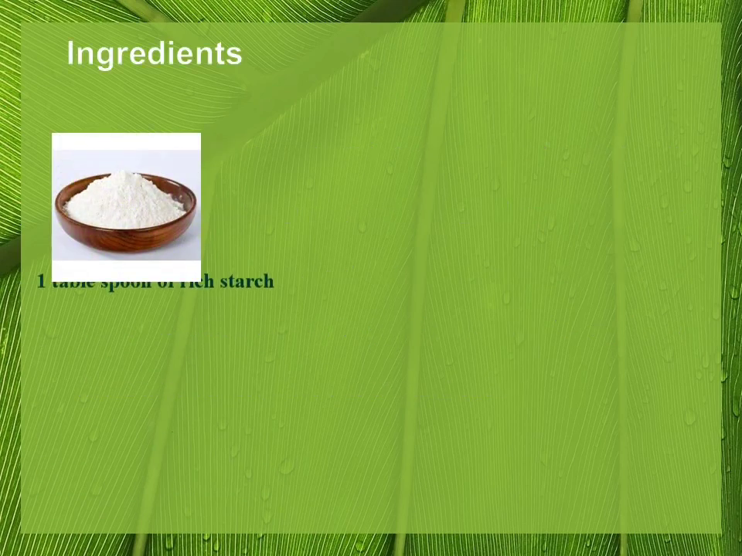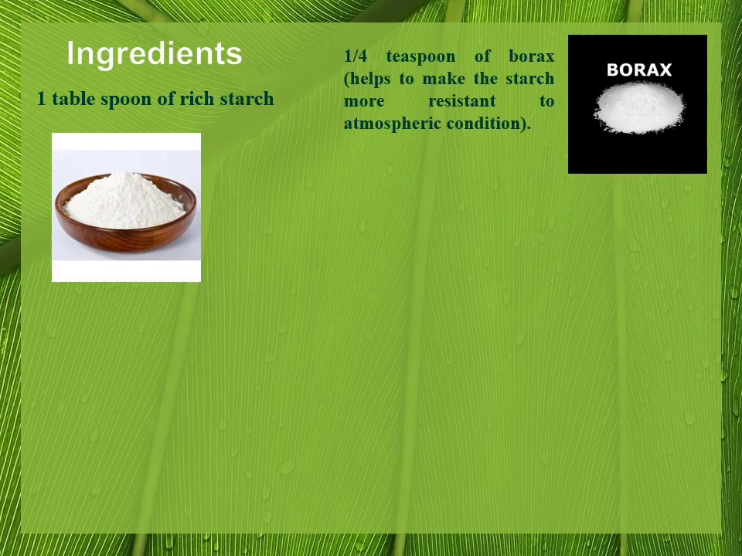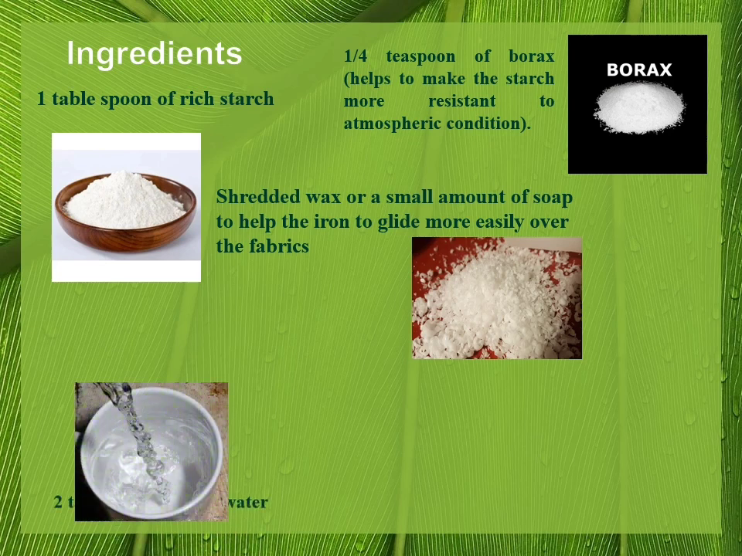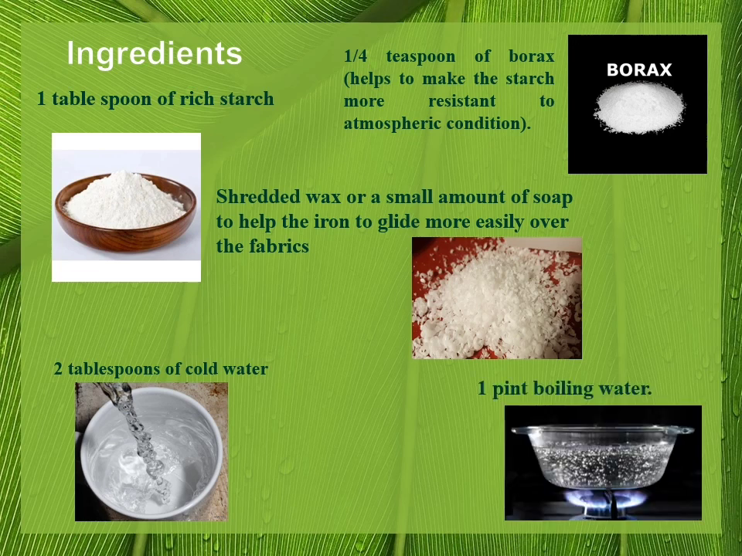Ingredients required for the boiling water starch. First, 1 tablespoon of rice starch. Quarter teaspoon of borax helps to make the starch more resistant to atmospheric conditions. Shredded wax or a small amount of soap to help the iron to glide more easily over the fabric. Next is 2 tablespoons of cold water. At last, add 1 pint of boiling water.